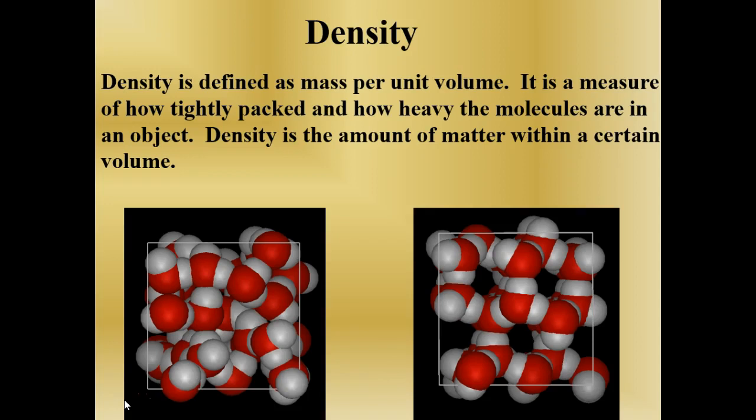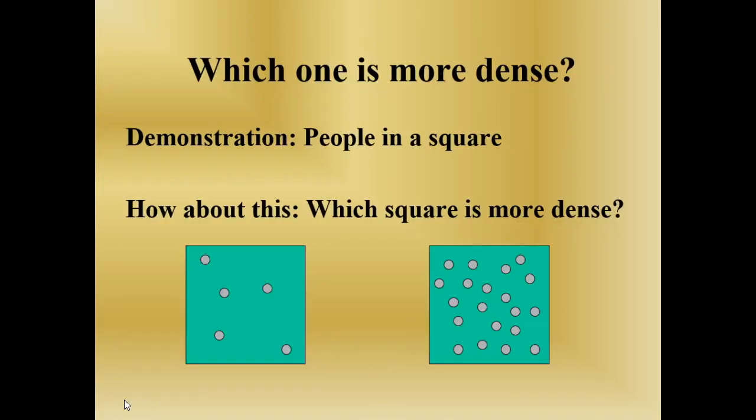All right, density. I want you to copy this definition down. Density is defined as mass per unit volume. It is a measure of how tightly packed and how heavy the molecules are in an object. Density is the amount of matter within a certain volume. If you need to, pause the video and write that down.